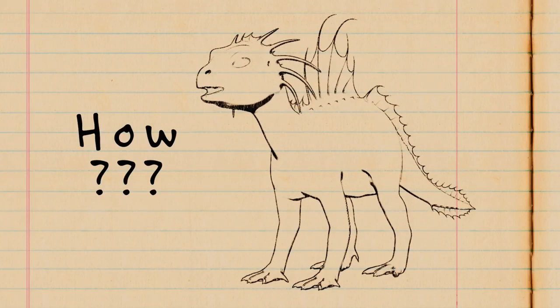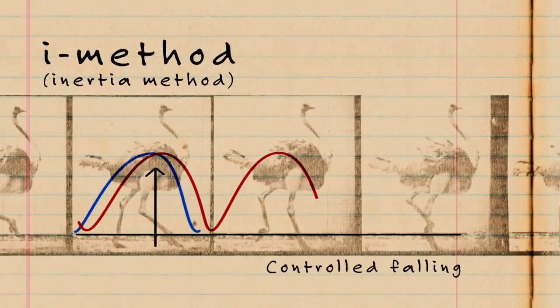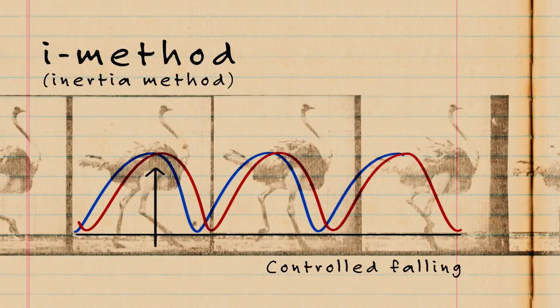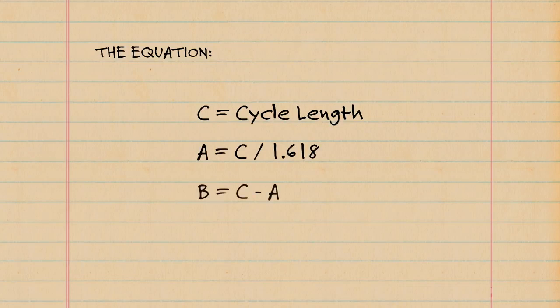So, if pose-to-pose is so bad, how do we go about it? I've developed an approach I call the inertia method. This method is based on the concept that all living things are constantly fighting gravity. Before we delve into the details of this method, we need to do some simple math. C equals cycle length. A equals C divided by 1.618, the golden ratio. B equals C minus A.